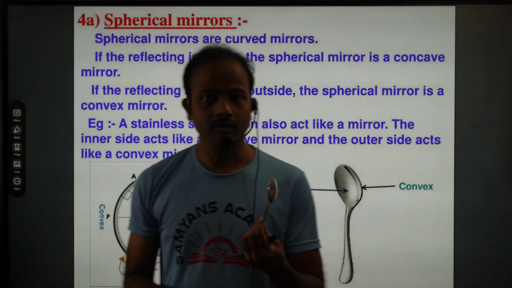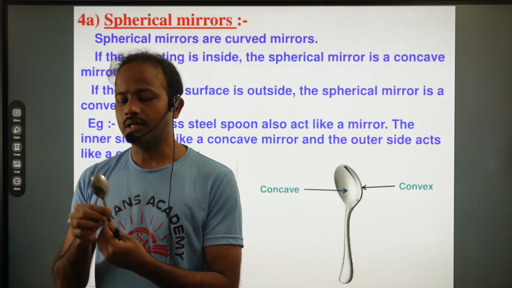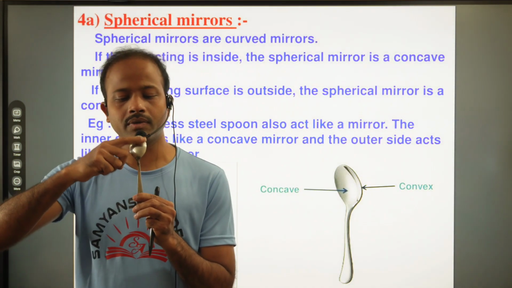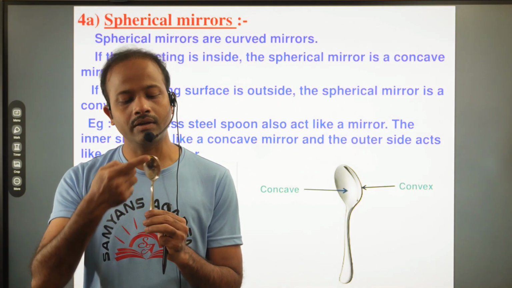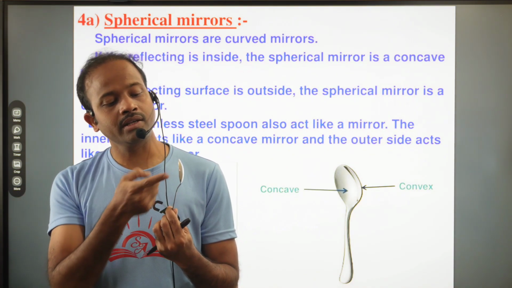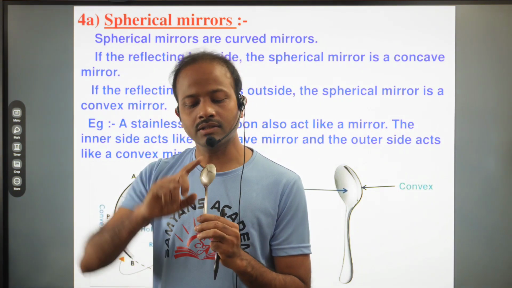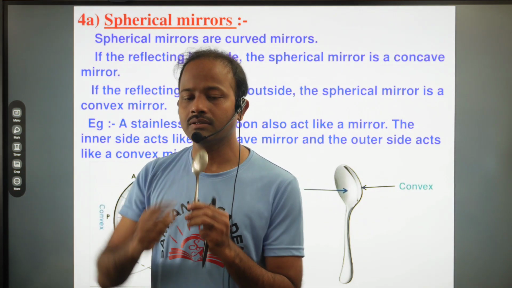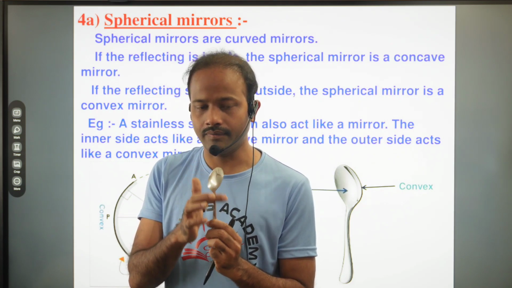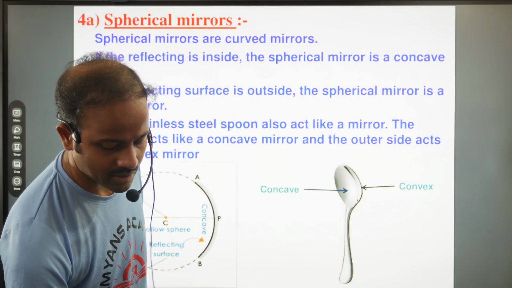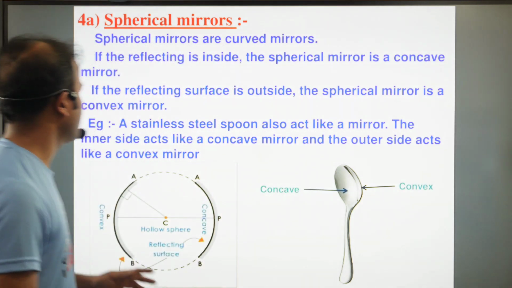This side we call concave. It is a cave-type structure. The other side, when you see it, the surface looks convex. This is a curved shape, right? If the reflecting surface is inside, we call it concave. If the reflecting surface is on the outward side like this, we call that surface convex. Okay, how many types of spherical mirrors do we have? The convex mirror and the concave mirror.